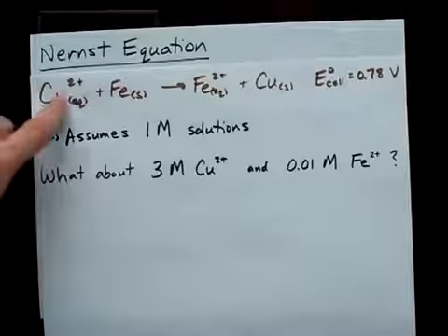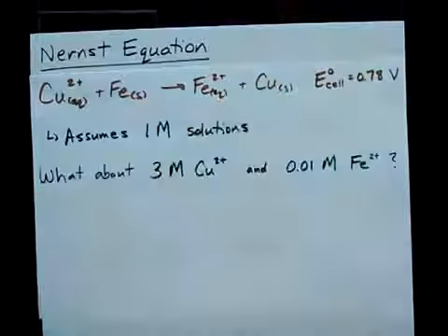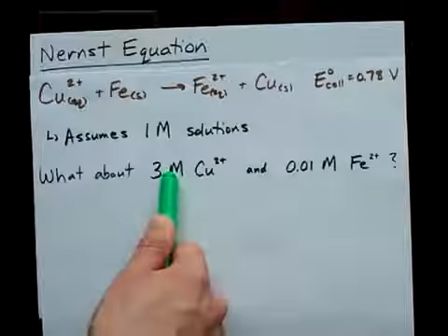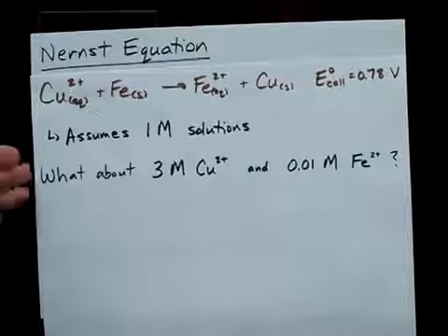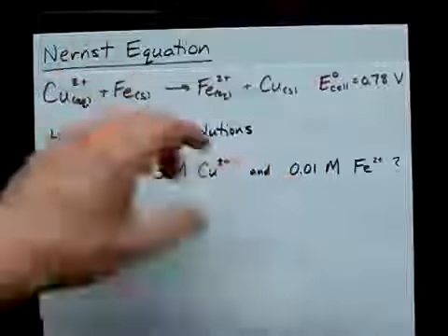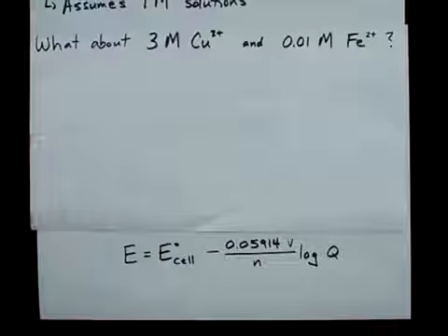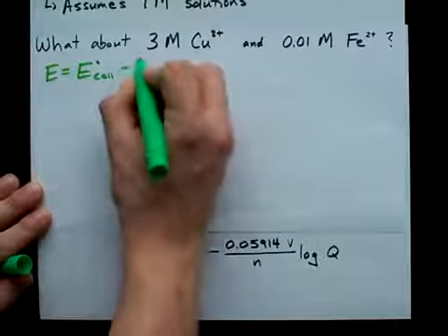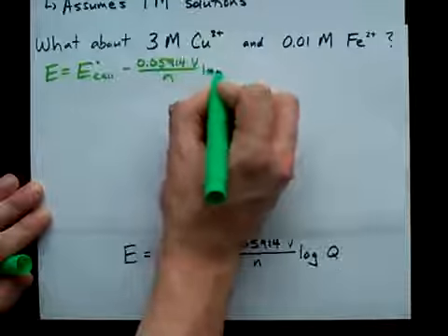We have copper 2 and iron making iron 2 and copper. Oh yeah, we already did this one. It's 0.78 volts. But that assumes 1 mole per liter. What if we had 3 moles per liter of copper 2 and 0.01 moles per liter of iron 2? Pretty good question. Different concentrations, use the Nernst equation. Now it didn't mention anything about temperature here, so I'm going to use this equation right here. E equals E naught cell minus 0.05914 divided by N times log Q.